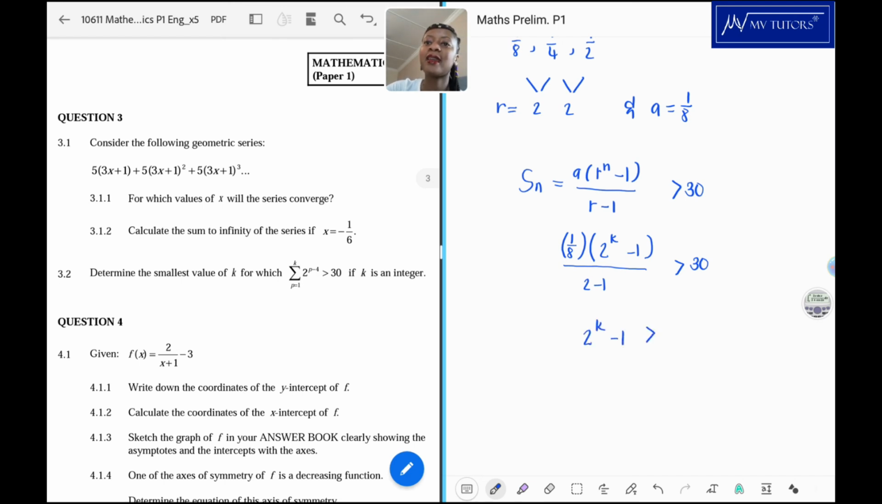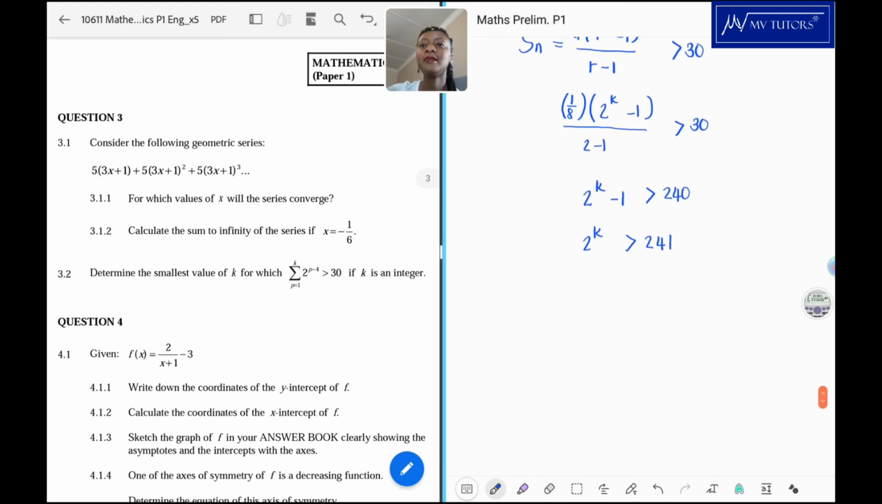And then I'm taking 1 over 8 to the other side, so it's actually 30 times 8. 3 times 8 is 24, so this should be 240. Now if I take 1 to the other side, I'm going to have 241. Now we are solving for k. It would be nice if 241 could be written with a base 2, but that is not the case. We're going to have to use logs. So how are we going to do this?